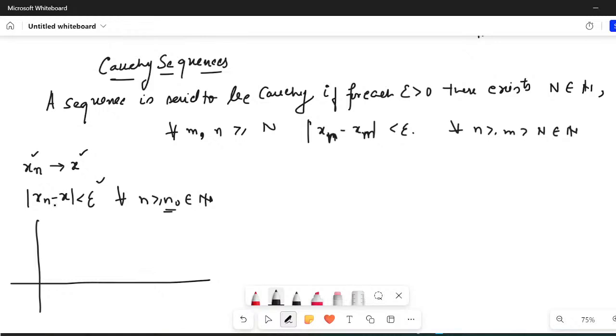So therefore it is written: given epsilon greater than 0, |xn minus x| is less than epsilon for all n greater than or equal to n naught. What does it imply? It implies xn converges to x. So this is one of the ways of saying it.